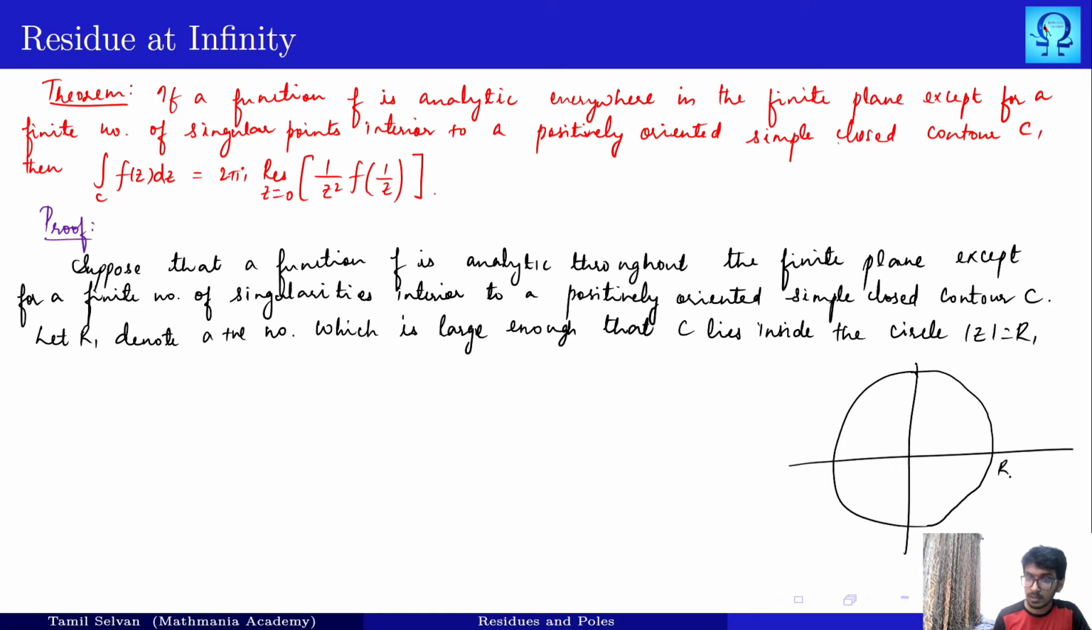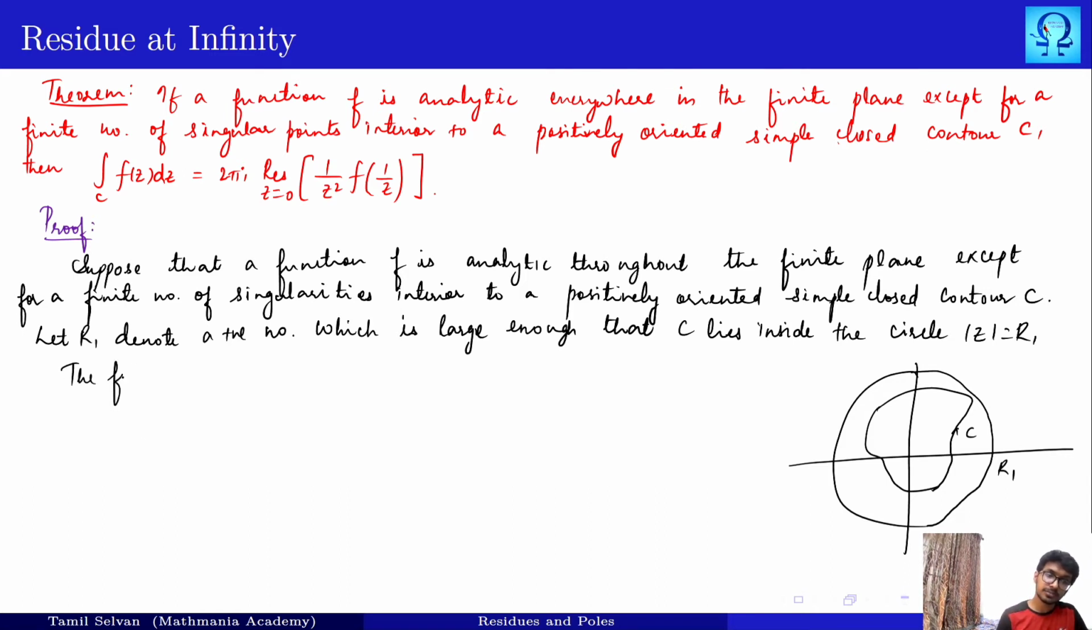So we are constructing R1 large enough such that your contour C is completely lying inside. We shall have this as our contour, so this is completely lying inside this. This is how we'll have to choose R1. The choice of R1 must be in this way.